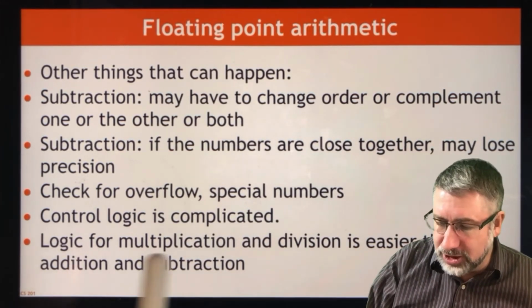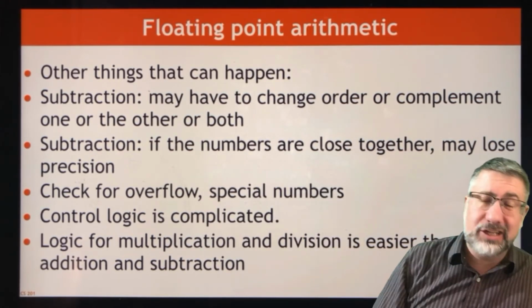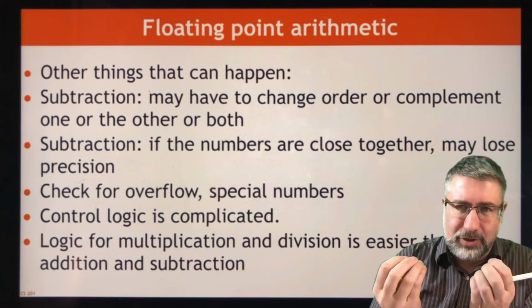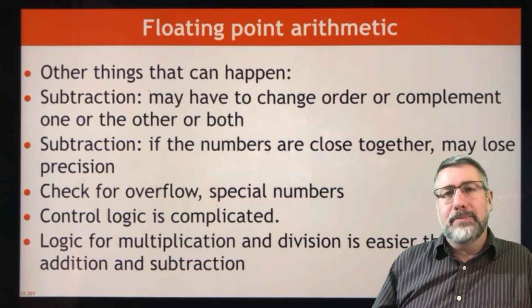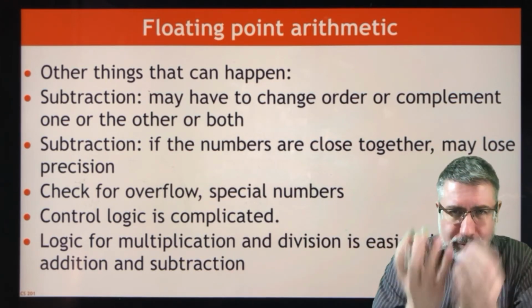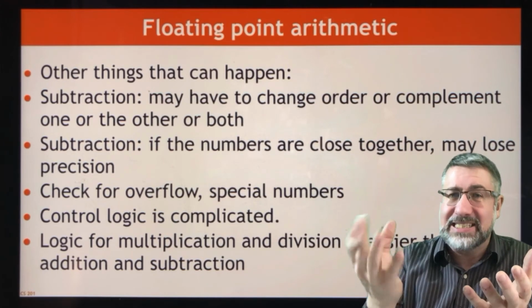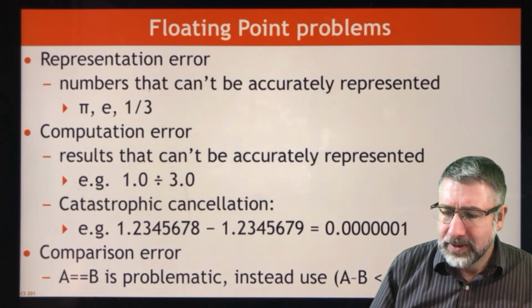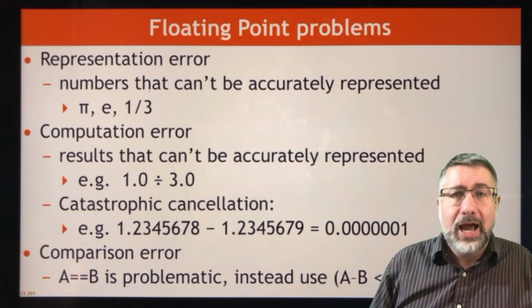You have to have logic for multiplication and division as well. As it turns out, multiplying and dividing is easier in floating point numbers than adding and subtracting floating point numbers. They're both harder than multiplying and dividing integers. But if you had two floating point numbers and you had to do something with them, it's better to multiply or divide than it is to add or subtract. It's easier, as it turns out, which is somewhat ironic. So these are some of the challenges of floating point numbers.